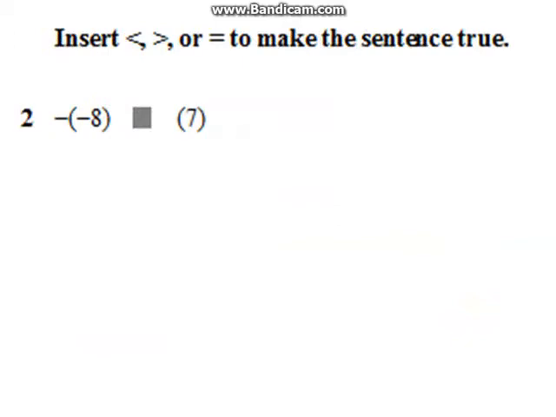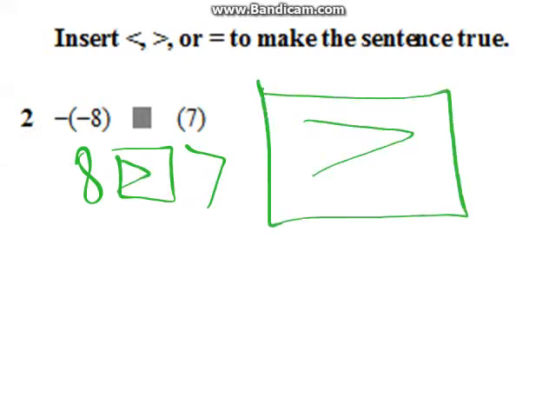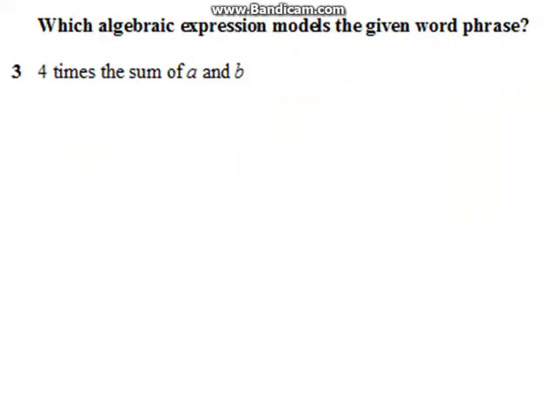It says insert less than, greater than, or equal to make the sentence true. So we have a -8 times a negative sign. That negative times a negative equals a positive, so it becomes +8, and they want our sign to go here, and 7. So what can we say about 8 and 7? We can say that 8 is greater than 7. So we need the greater than symbol to make the sentence true.